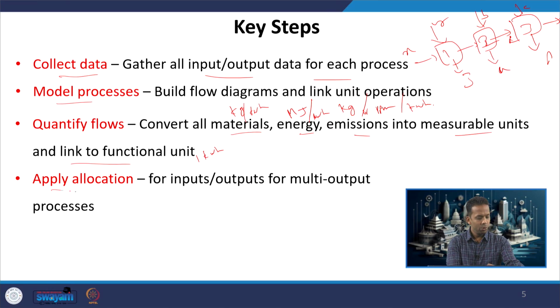Then apply allocation. If you remember, in the goal and scope stage, in the scoping phase, we just decide the allocation procedure.